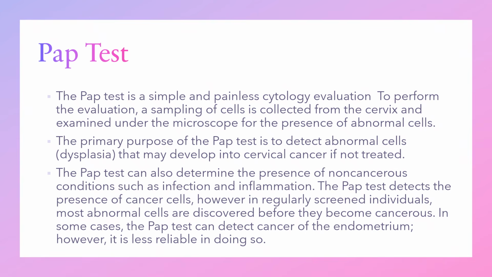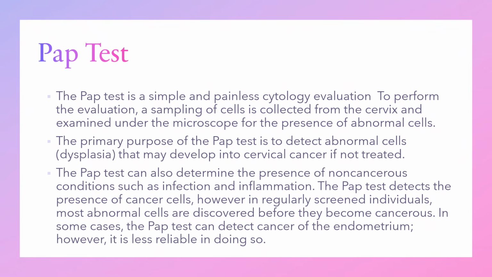The Pap test is a simple and painless cytology evaluation. To perform the evaluation, a sampling of cells is collected from the cervix and examined under the microscope for the presence of abnormal cells. The primary purpose of this is to detect abnormal cells, dysplasia, that may develop into cervical cancer if not treated. It usually takes years or even decades for abnormal cervical cells to develop into cancer.